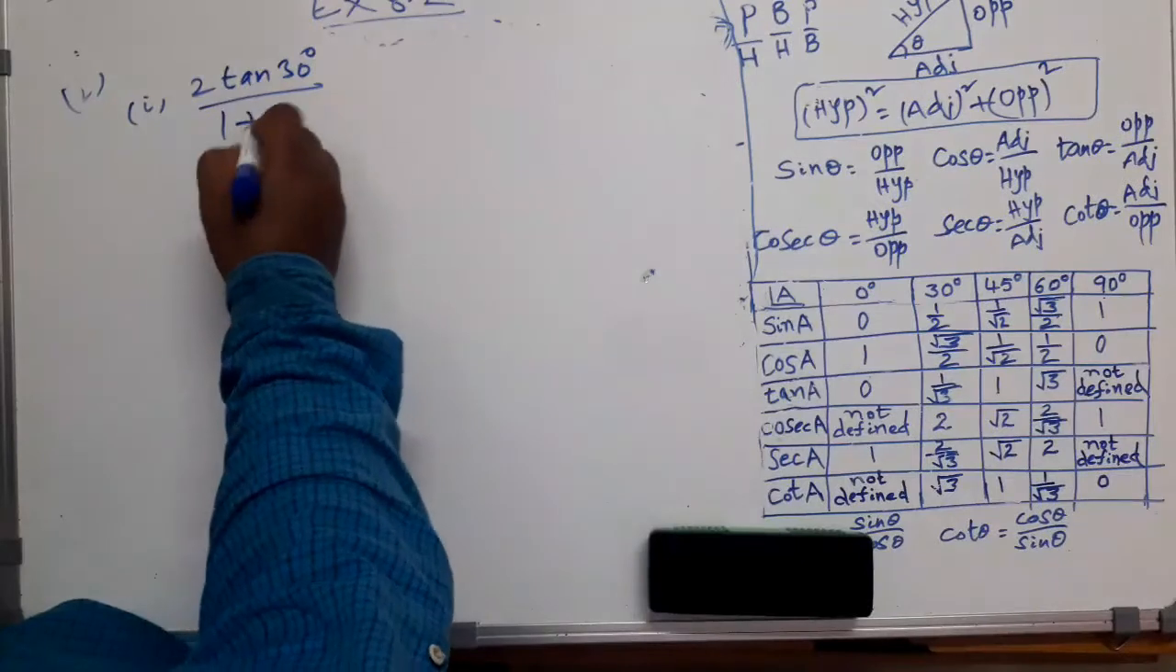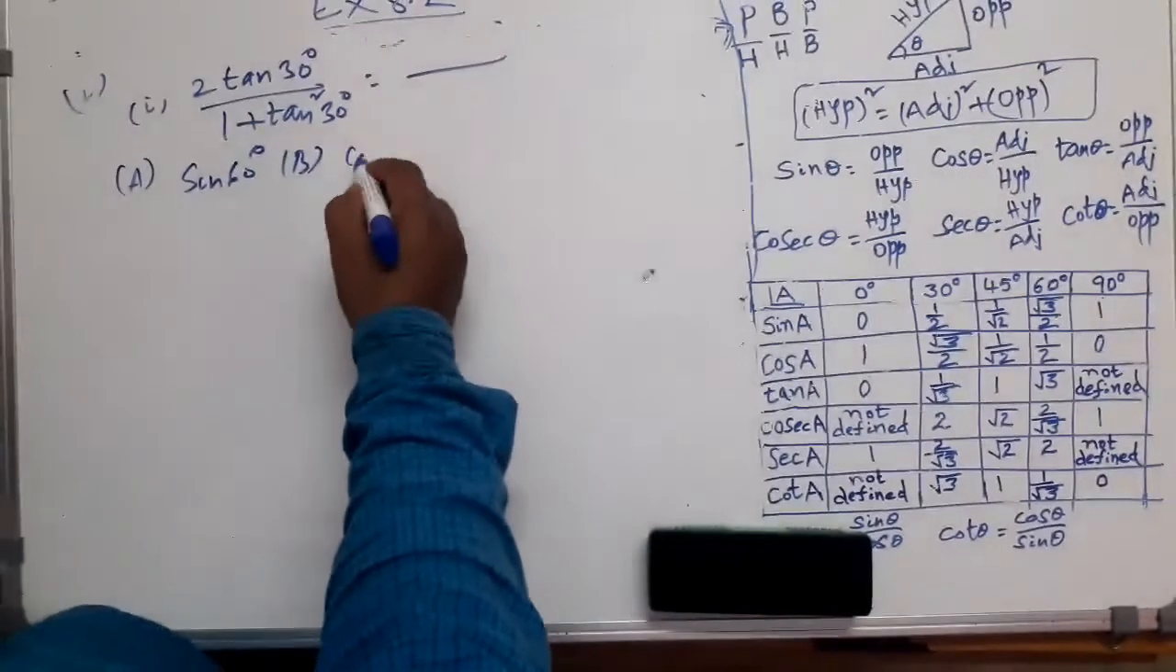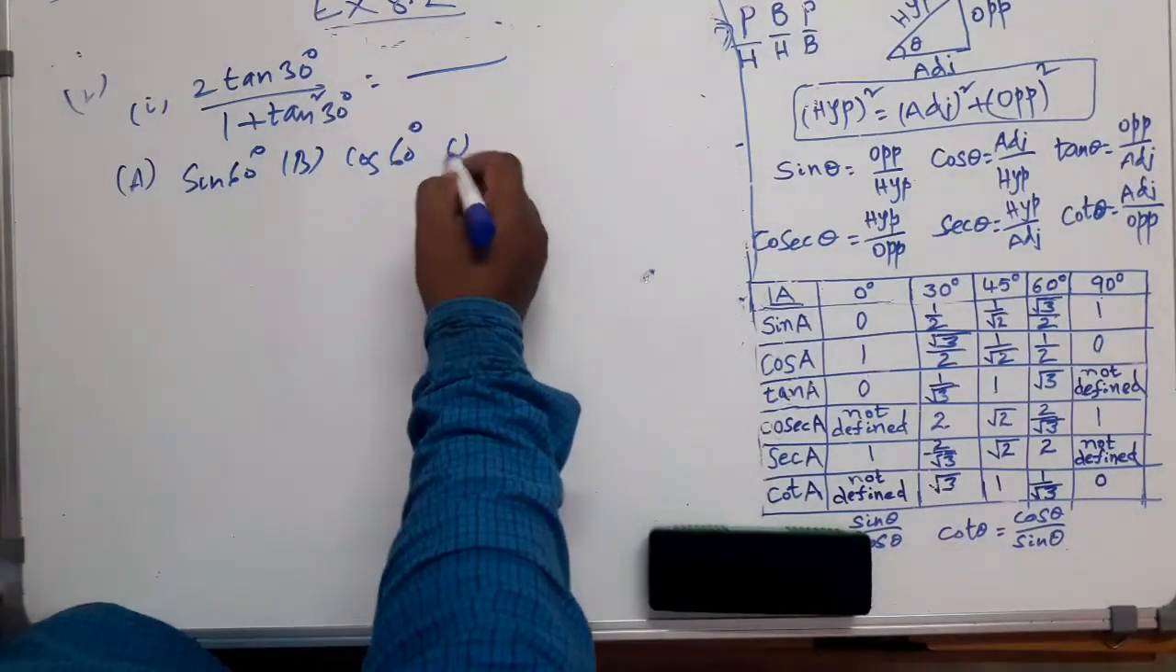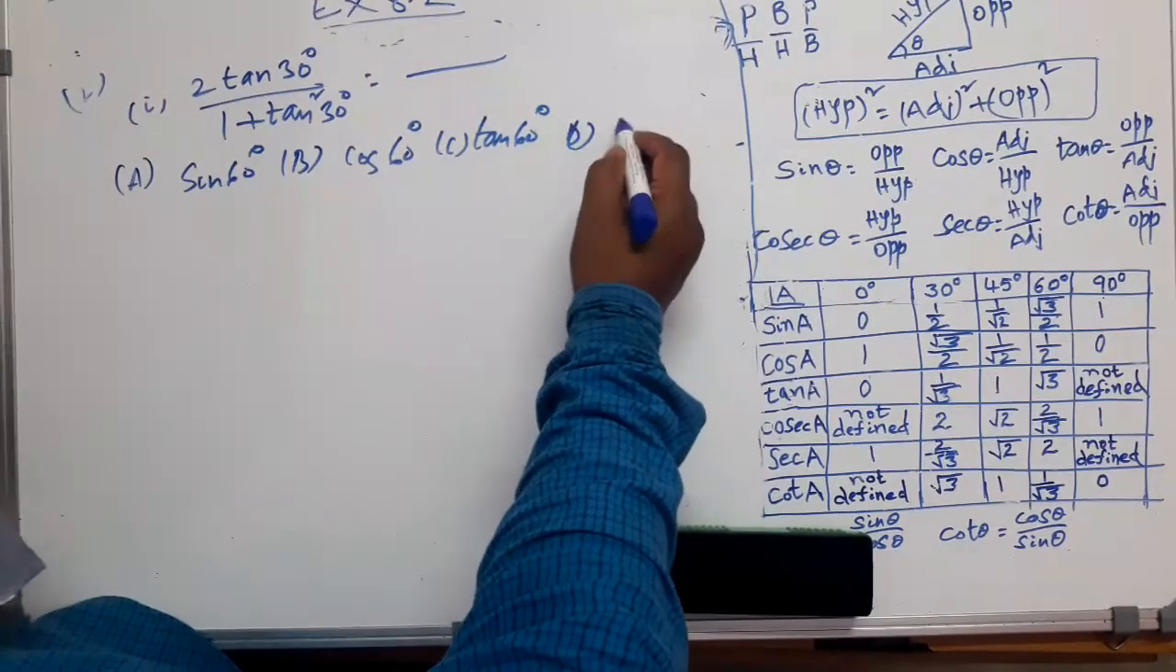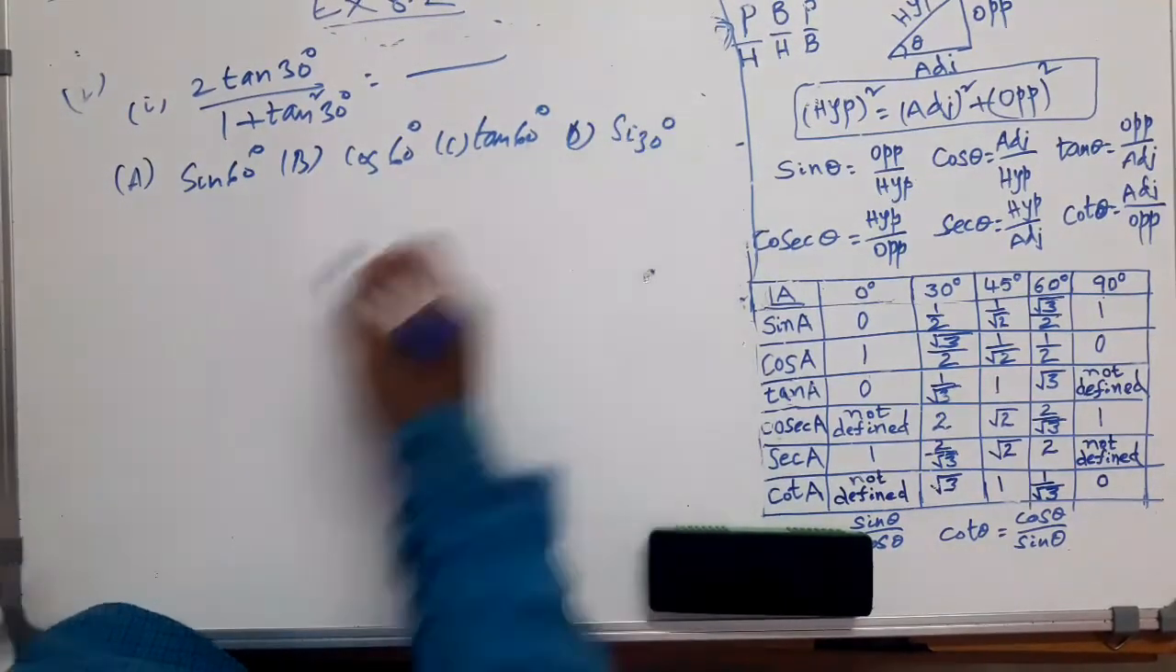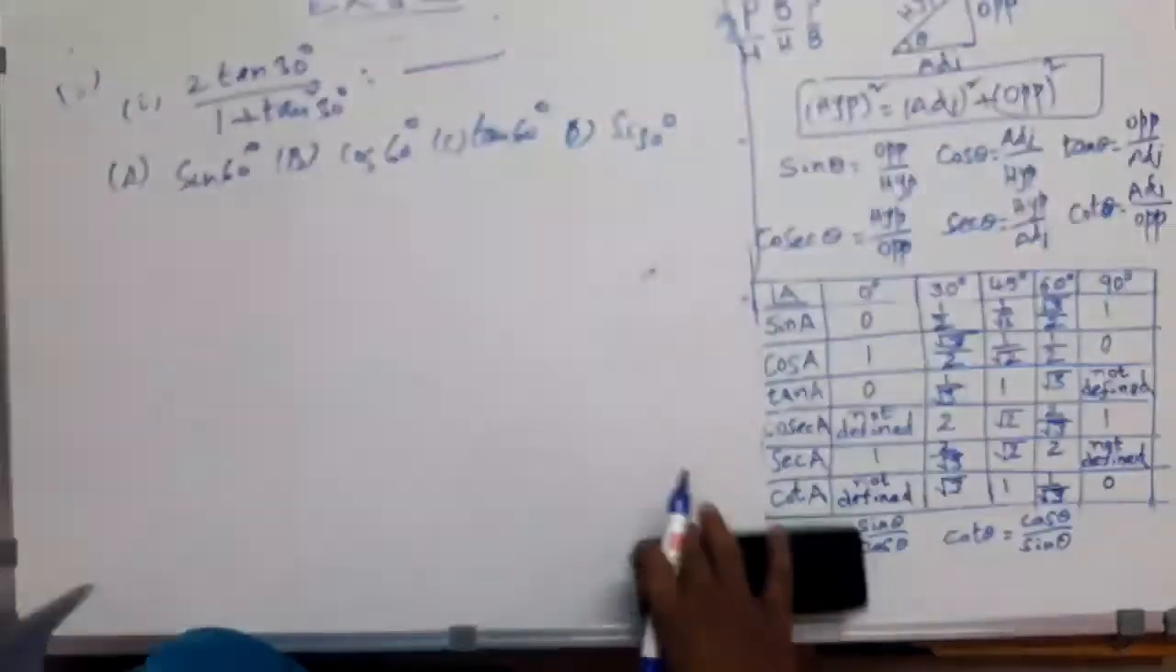2 tan 30 degrees upon 1 plus tan square 30 degrees is dash. Options. First option sin 60 degrees. B is cos 60 degrees. Option C tan 60 degrees. Option D sin 30 degrees. That is the question given, right? Yes.